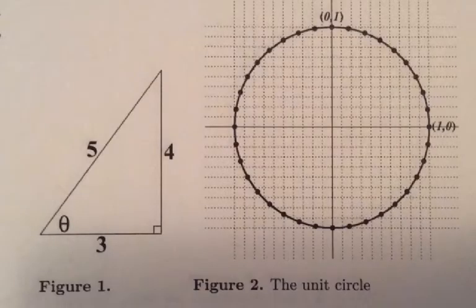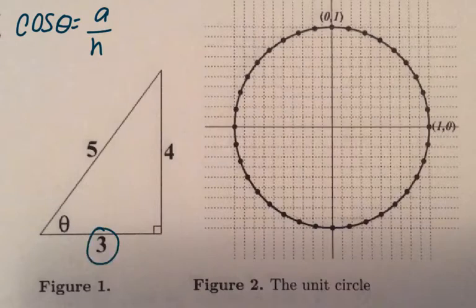Let's take a look at the right triangle with legs of length 3 and 4 and a hypotenuse of length 5. We don't know what this angle here on the bottom is, but theta is what we're looking for. We know that cosine of theta equals adjacent over hypotenuse. So in this case, 3 is our adjacent side, and 5 is the length of our hypotenuse. So we know that cosine of theta equals 3/5, which is equivalent to the decimal 0.6.